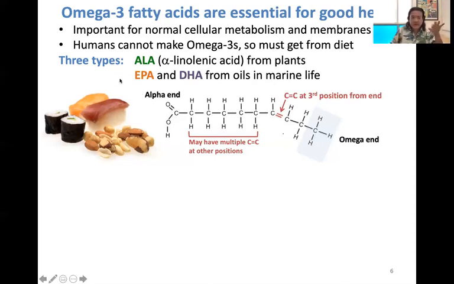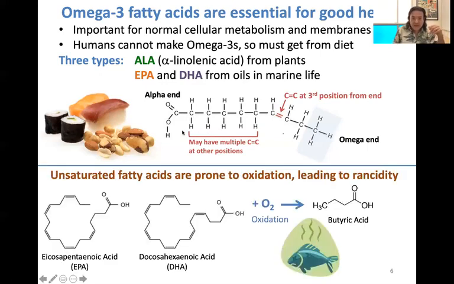So here's 3 examples. ALA is what we call alpha linolenic acid, and we get it from plants. It's an omega-3. So things like nuts, things like that. EPA and DHA come from oils that come from things like seafood. So you often hear about how fresh fish is important as a source of omega-3 fatty acids. So that's what we're talking about.